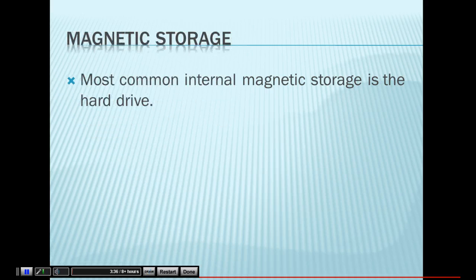Magnetic storage. The most common internal magnetic storage is the hard drive on your computer. In fact, that's the most common storage location or type of storage device in general.